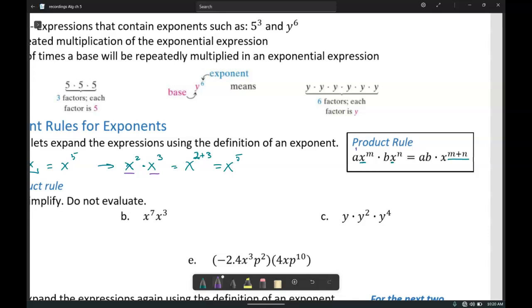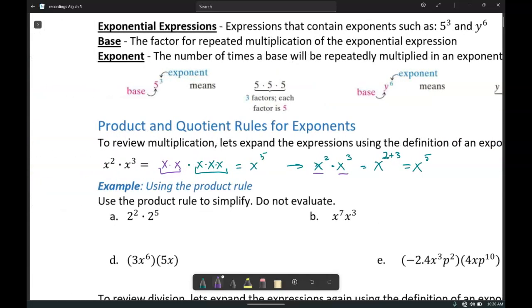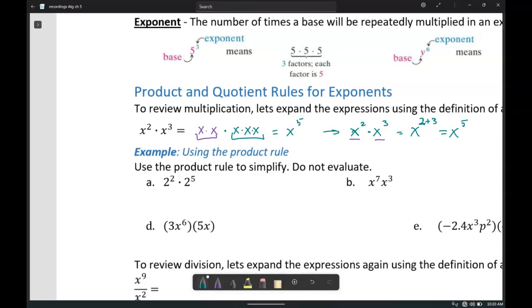When we have the same base, we add the exponents. Notice also, if we have a coefficient, we can go ahead and multiply those coefficient factors together. So let's go ahead and simplify these, but we're not going to evaluate it if we have a numerical base. So here we have a base of 2, and we're taking 2 to the 2nd power and 2 to the 5th power. If we were to write it out again, we have 2 times 2 times 2 times 2 times 2 times 2 times 2, which is 7 times, 2 to the 7th power, which again is the same as just taking 2 to the 2 plus 5th power, which equals 2 to the 7th.